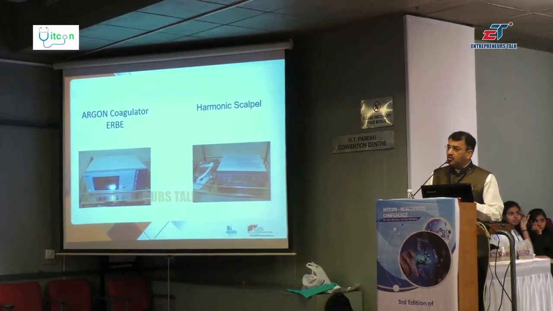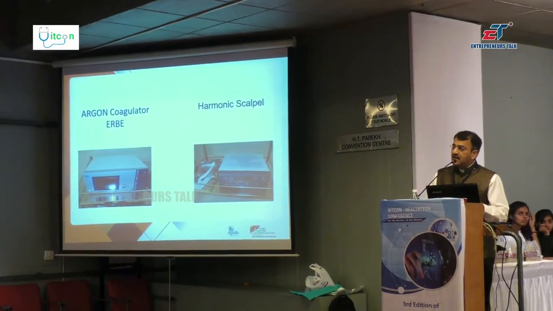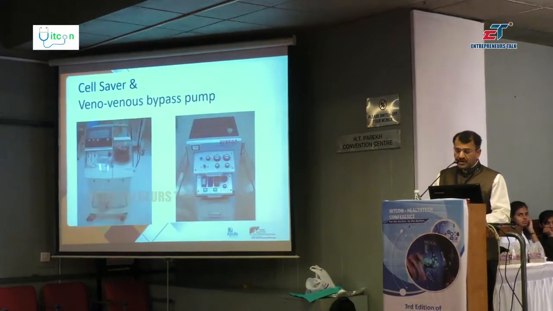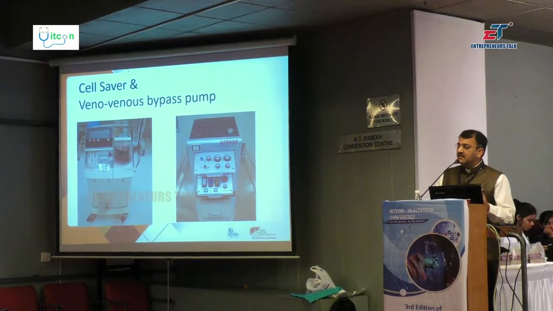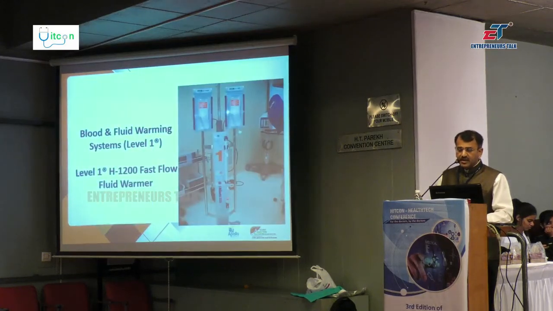Then argon beam coagulation is used to take care of hemostasis on the cut surface. Similarly, the harmonic scalpel is used to divide the liver. The cell saver is to retrieve the bleeding blood and use the same blood again for the patient, hence not needing blood from somebody else and reducing the possibility of transmission of disease. The veno-venous bypass pump, now less commonly used, reduces the possibility of hemodynamic instability.